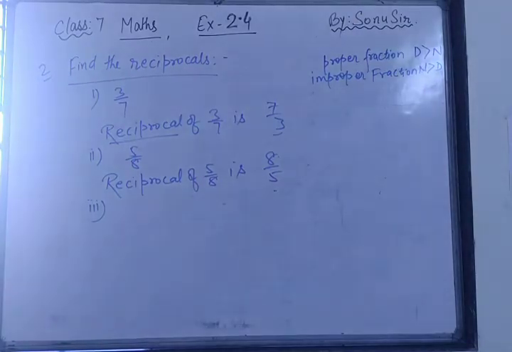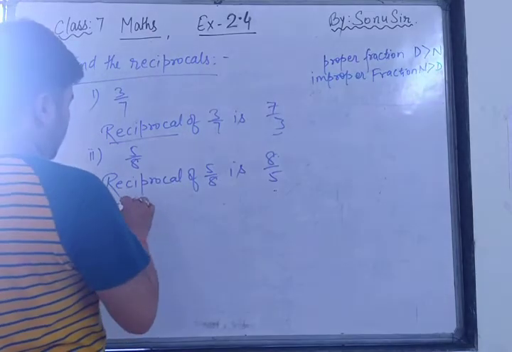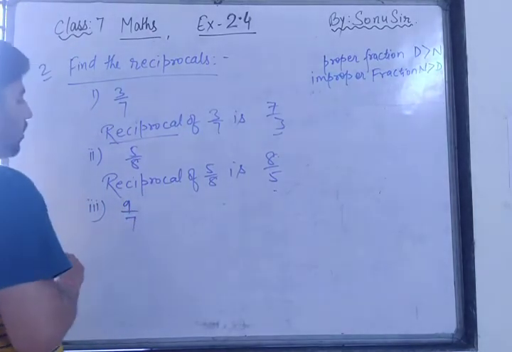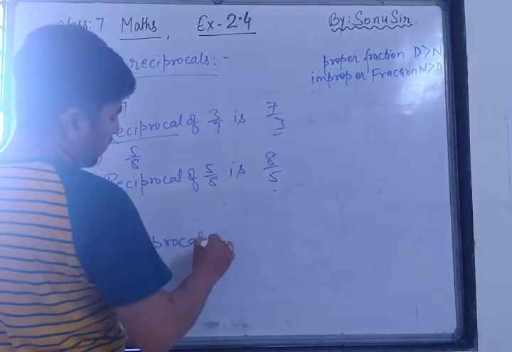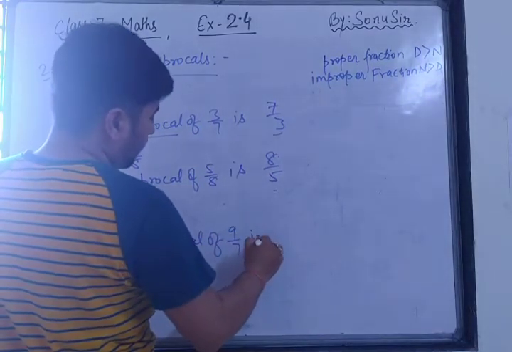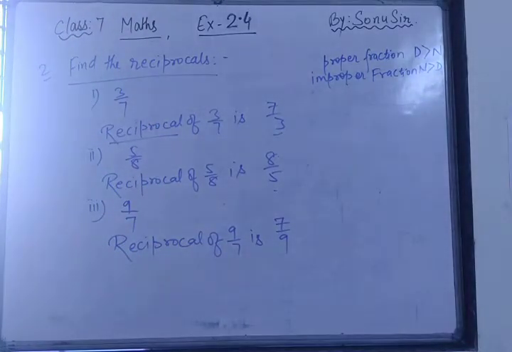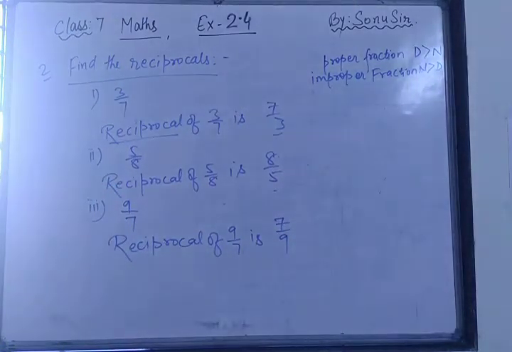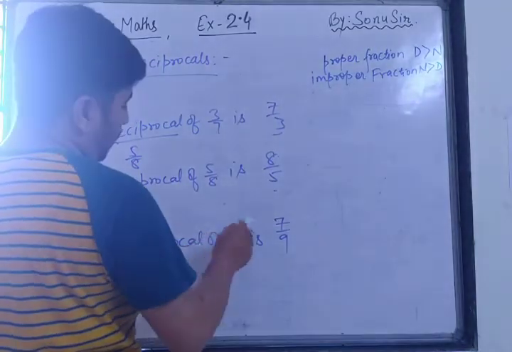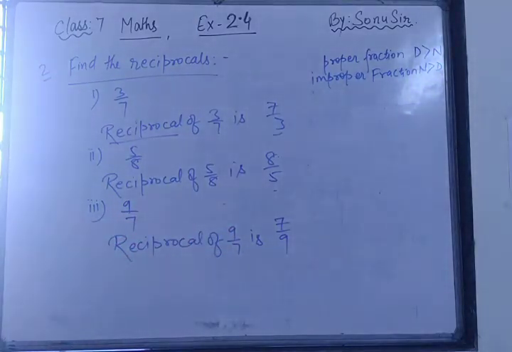Third question is 9 by 7. So the reciprocal of 9 by 7 is 7 by 9. Now tell me, is this a proper fraction or improper fraction? You can see here denominator is greater than numerator. So it is a proper fraction, because the question was an improper fraction, as numerator was greater than denominator. So the question was an improper fraction and the answer we have got is a proper fraction, right?